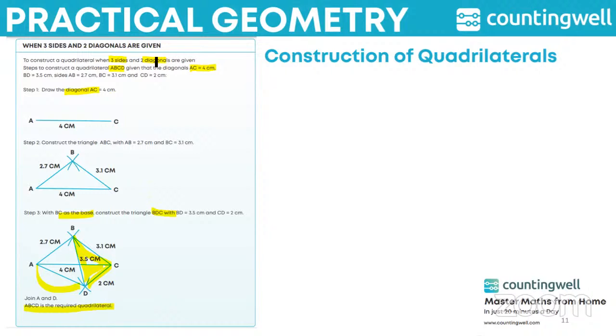So whenever three sides and two diagonals are given, always start with the diagonal. Identify the diagonal by taking the non-consecutive vertices. So here the non-consecutive ones are AC. So the segment joining them, the measure given is 4 centimeters. Then draw the triangle ABC. Then taking BC as the base, construct triangle BDC, and then you have to join A and D.